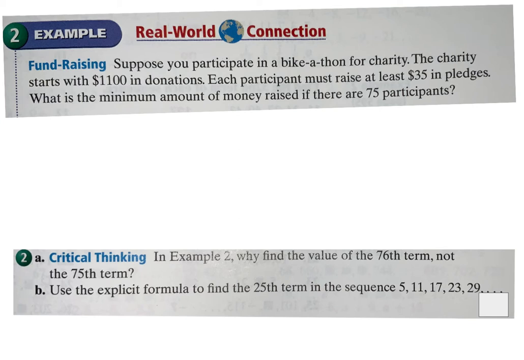All right. So they want the 75th term in this particular sequence. They actually want the 76th because the first one is not a participant, by the way. So 76th term here. So we're starting with 1,100. That is our first term. We would call that a sub 1.